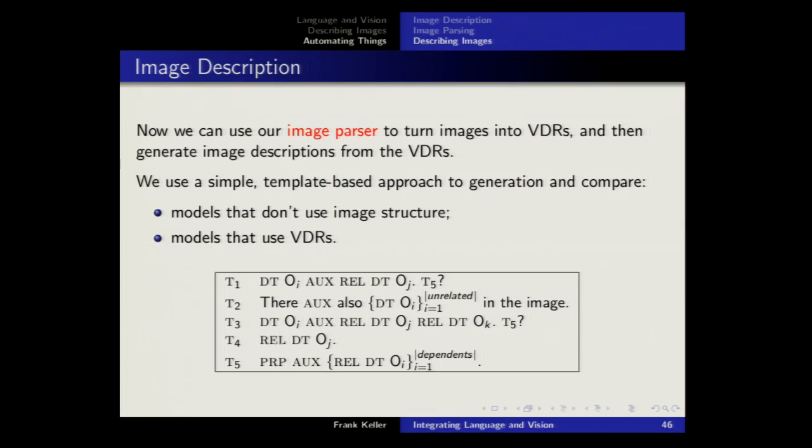Okay, so we have our image parser, turns images into VDRs, and now we take the VDRs and generate the image descriptions. And here we use a very simple template-based system. A template is basically a schema where you have to fill slots to get a sentence. So here there's a set of examples for the templates. For example, we have a determiner, then we take an object label, we take an auxiliary, a relation, another determiner, another object label, and so on. So these are very simple sentence schemas that we will use to generate the sentences that describe the images.